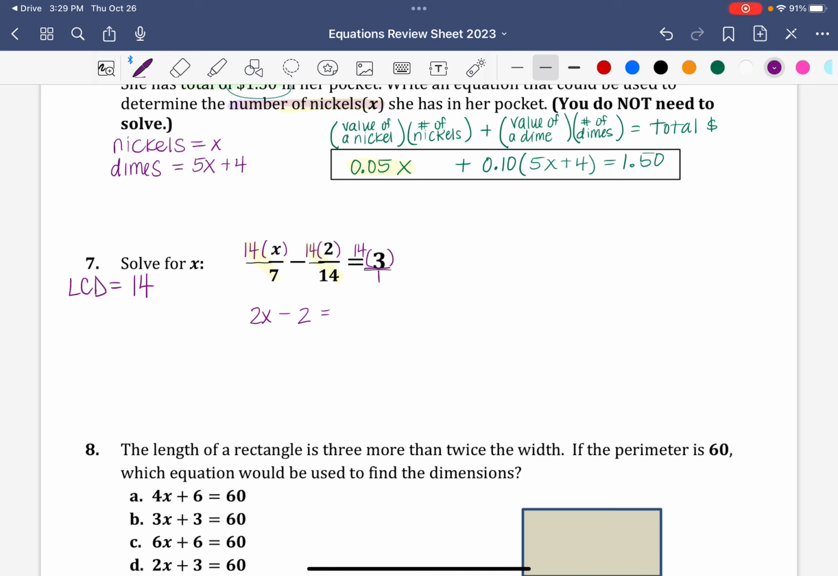Over here for the last one, after the equal sign, I just have 14 times 3, and that's going to give me 42. I'm dividing it by 1, so it's not going to change. So now what originally was a pretty messy looking equation, once I multiplied by the least common denominator, it turned into 2x minus 2 equals 42. And that's just a nice simple 2-step equation. We're going to add the 2 to the other side. So I get 2x equals 44. And then I'm going to divide both sides by 2. So I get x equals 22 for my final answer.